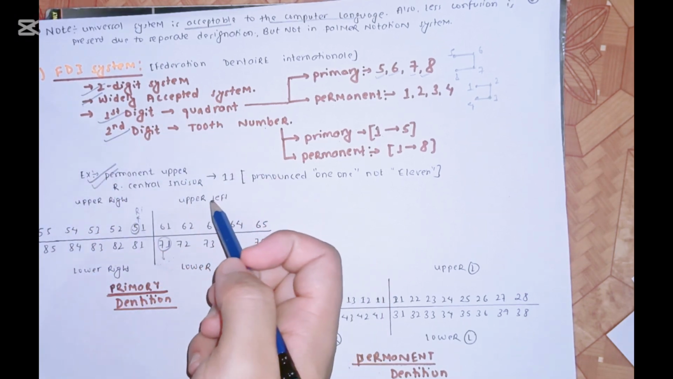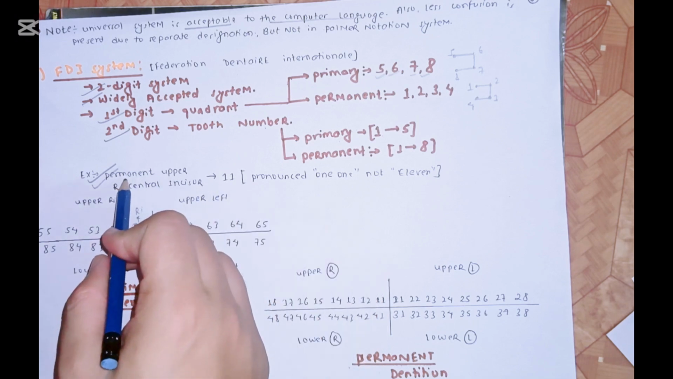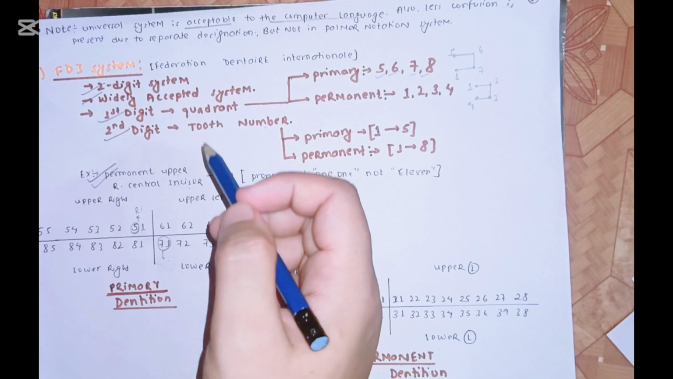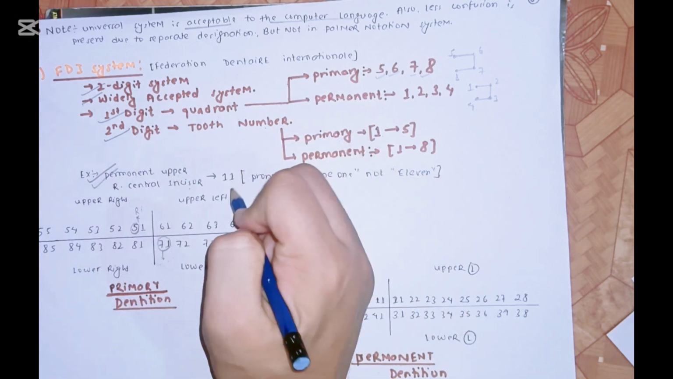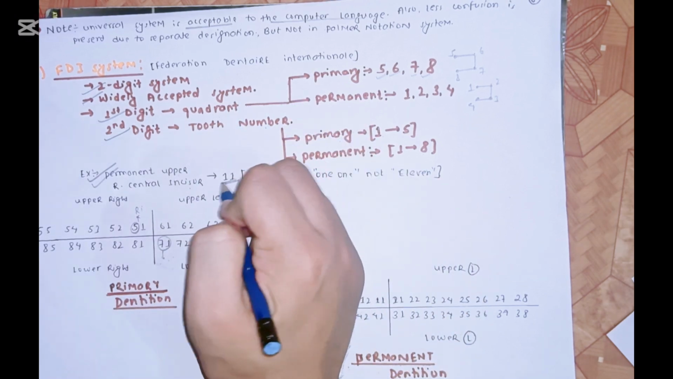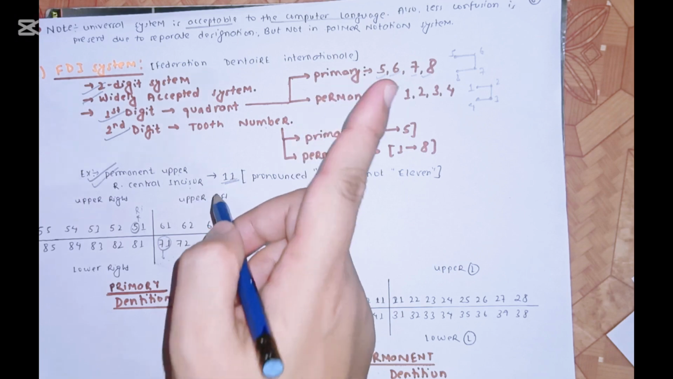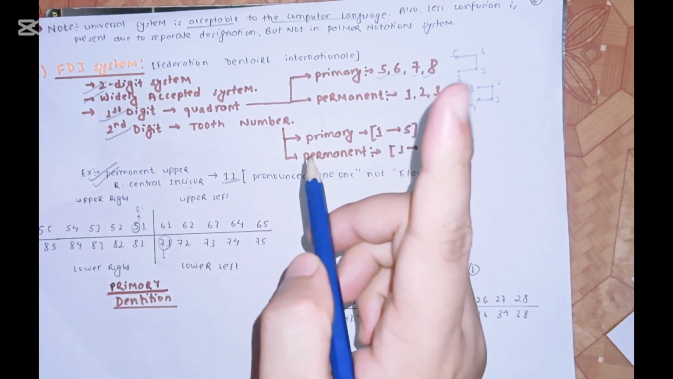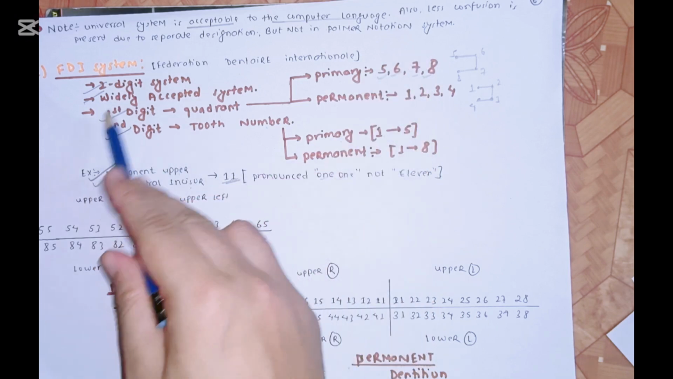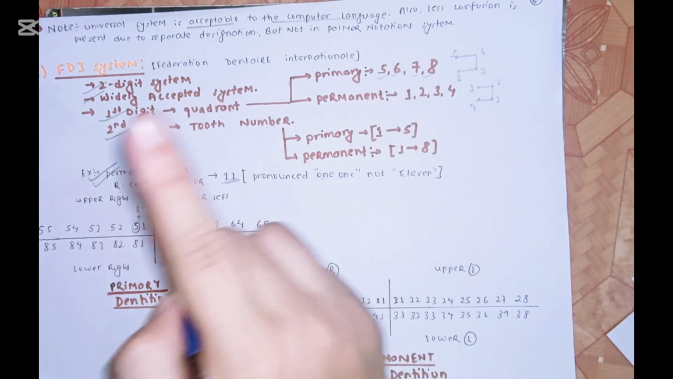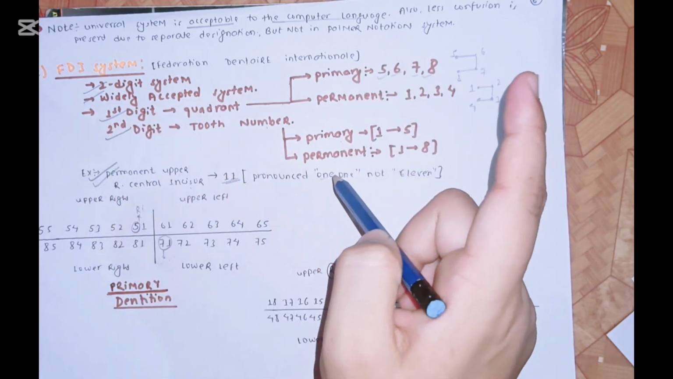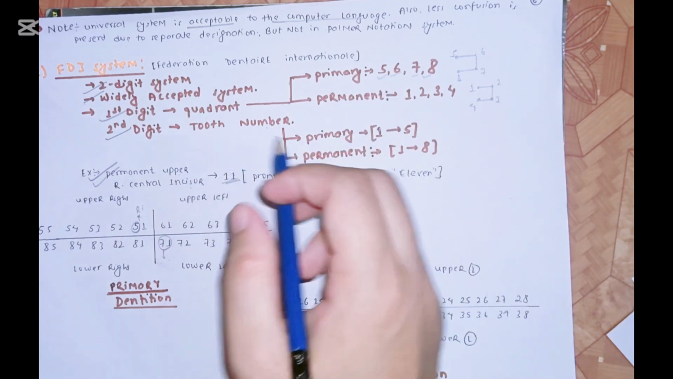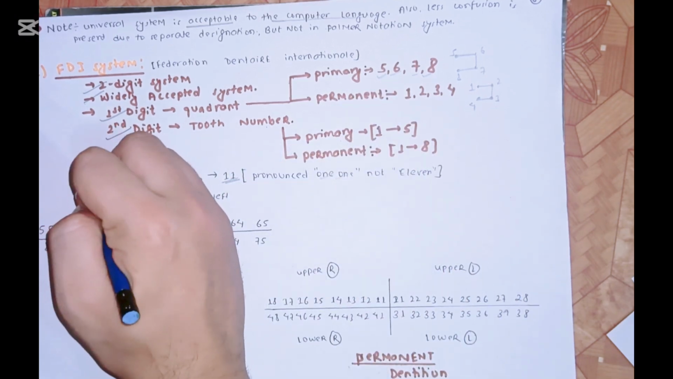Okay, so some teachers may ask in viva to designate the permanent upper right central incisor by the FDI system. So when you say 11, it is wrong. It is not 11. Okay, it is 1 1. You should always pronounce 1 1, because it is a two-digit system. Don't pronounce 11. Okay, that is going to be wrong. So this type of question can be asked in MCQ.